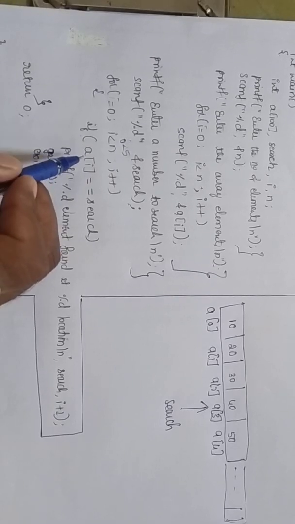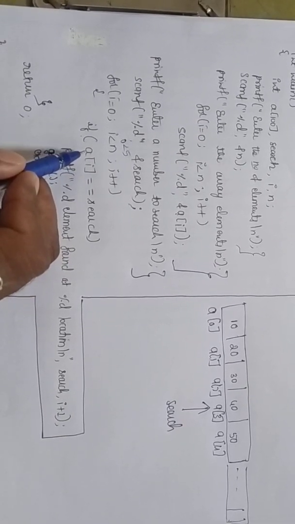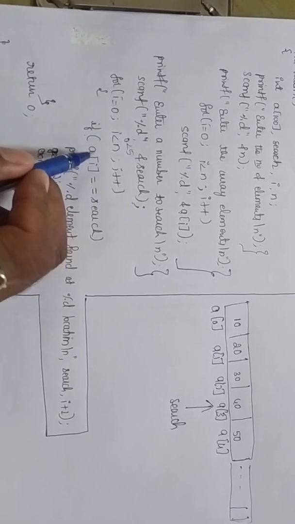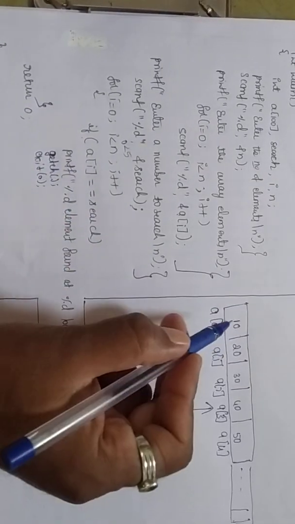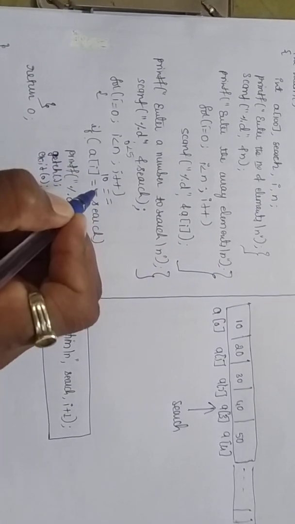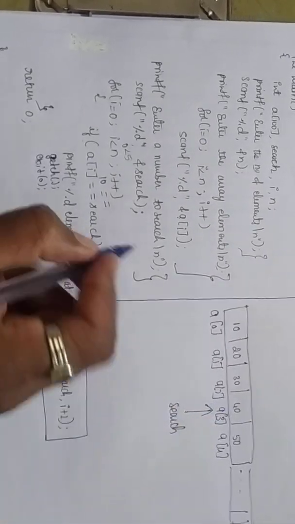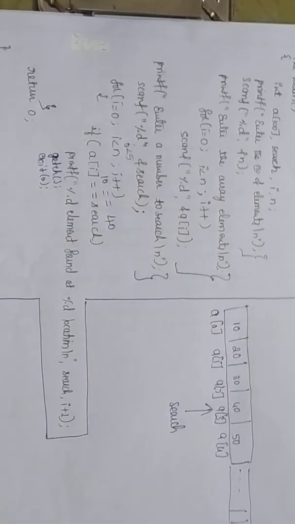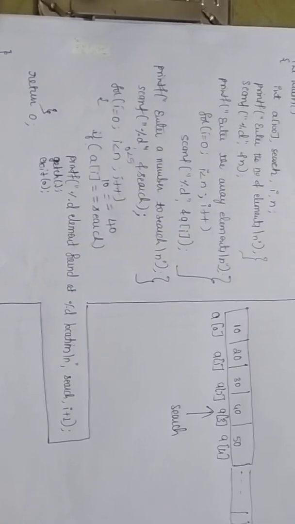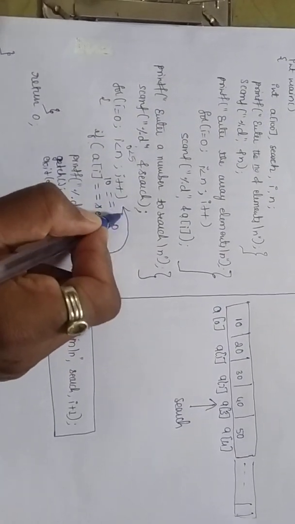Inside the for loop, I am having the if condition. Substitute the values here. A of i is there. A of i means, what is the i value? 0. A of 0 contains how much? 10. Substitute here. Whether 10 is equivalent to, double equal comparison, search element is how much? 40. Whether 10 is equivalent to 40, true or false? False. So once the condition becomes false, what happens? Control goes back to the for loop only.